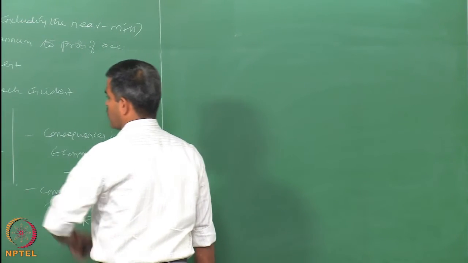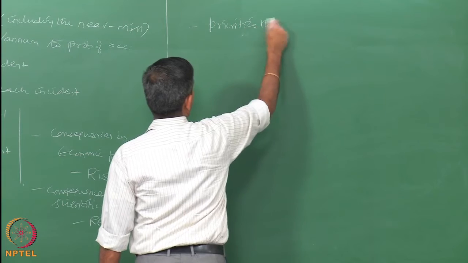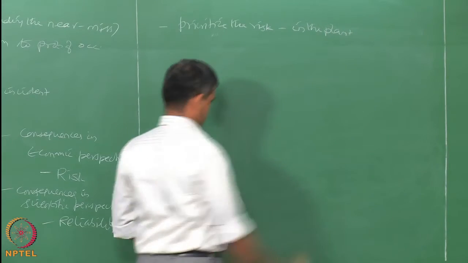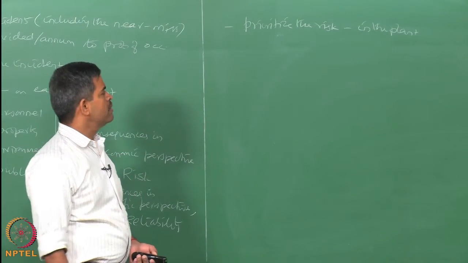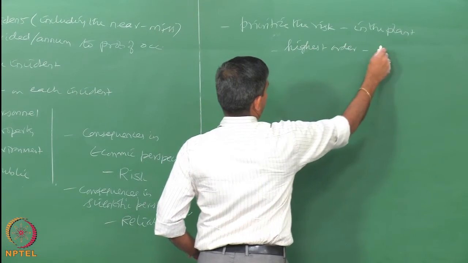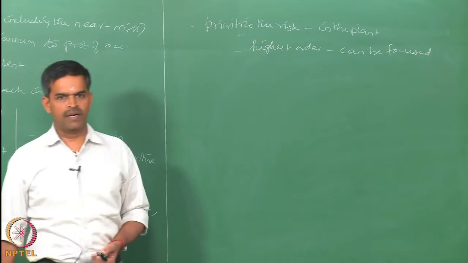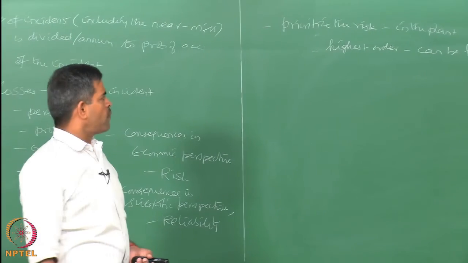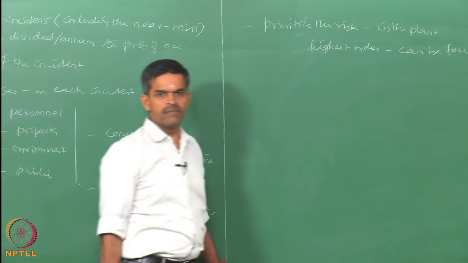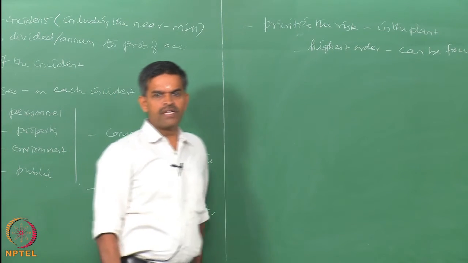So, based on the risk picture now, one can prioritize the risk in the given plant. Then the risk which has the highest order can be focused on to improve safety of the plant. Therefore, focus can be directed towards the events which are responsible for the highest risk present in the plant, and therefore, friends, risk assessment includes details about severity of the accident.